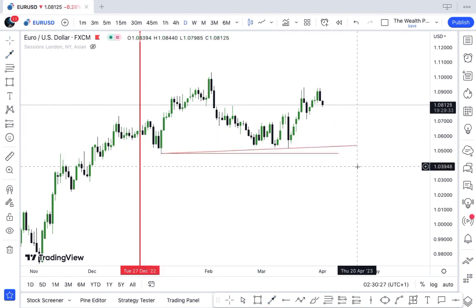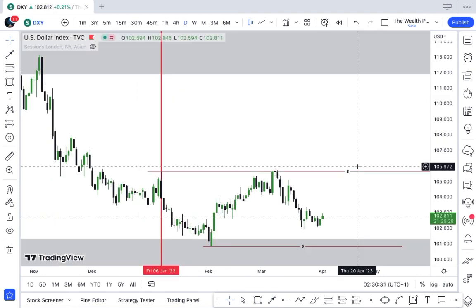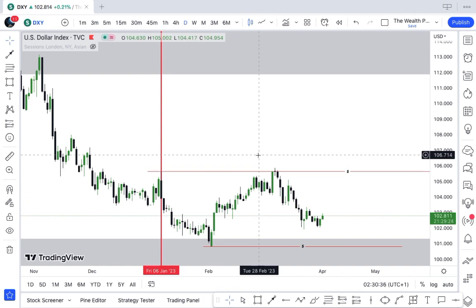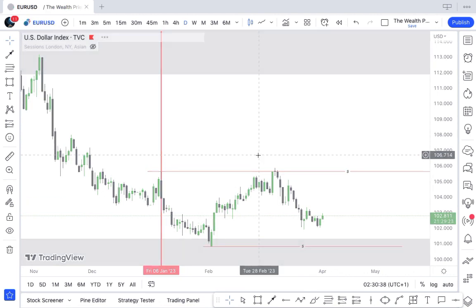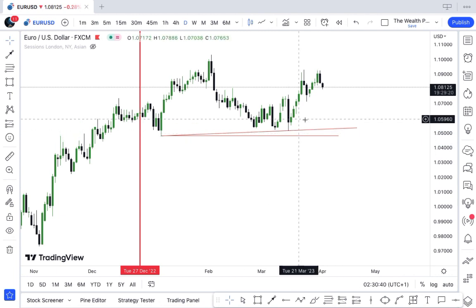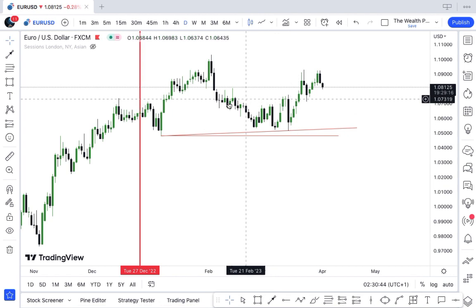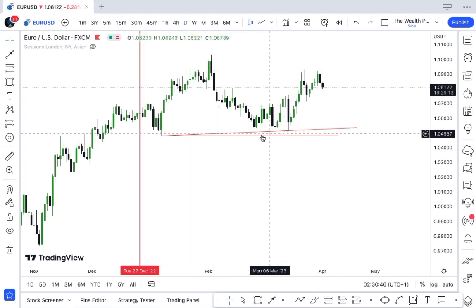So while we have a higher high form on the dollar index, on the EURUSD we had a higher low. Now this is a very important aspect of divergence to look out for.